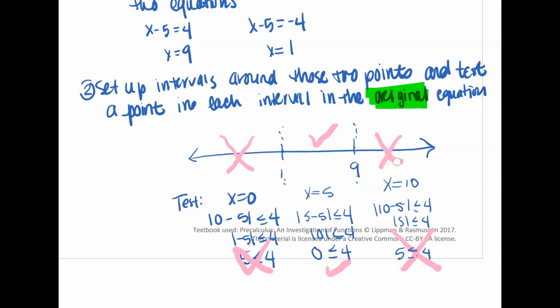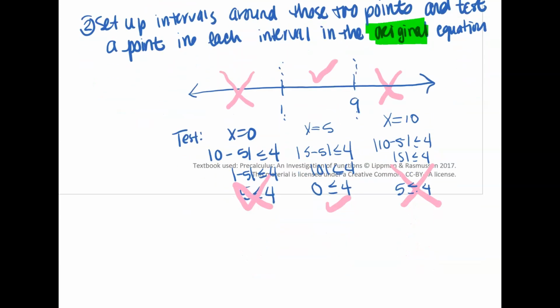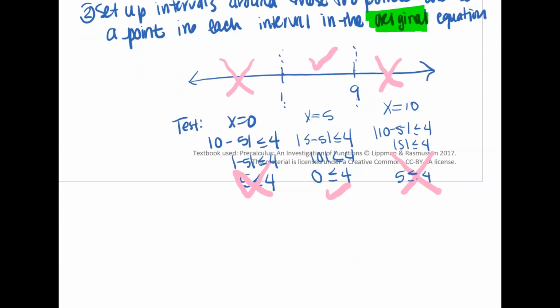So we want to solve this problem. What would our answer be? Our answer would be that it is in this region between 1 and 9. It's equal to, so we want to include 1 and 9. So all the solutions for that absolute value inequality would be in the interval from 1 to 9. As an inequality, that would be 1 is less than or equal to x is less than or equal to 9.